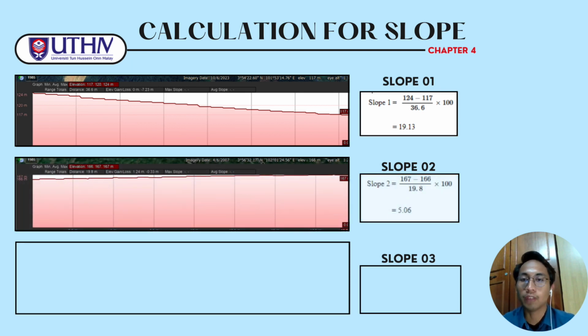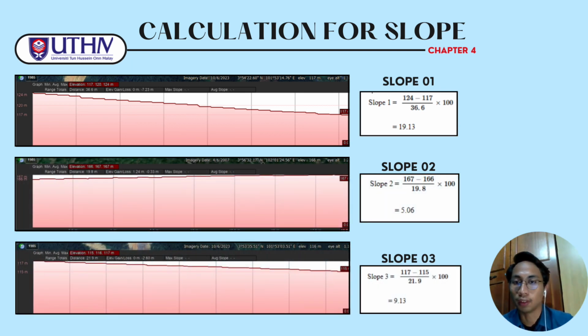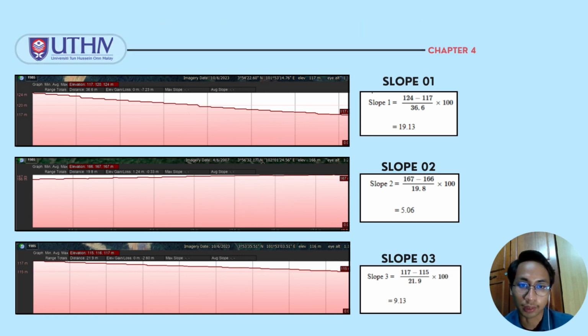We move to the calculation for slope. We got the elevation from Google Earth Pro. For the calculation, we need the highest and the lowest elevation, divided by the length. For slope 1, we got 19.13, slope 2 we got 5.06, and slope 3 we got 9.13.